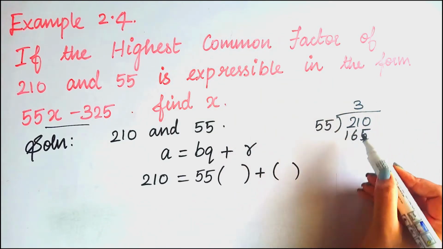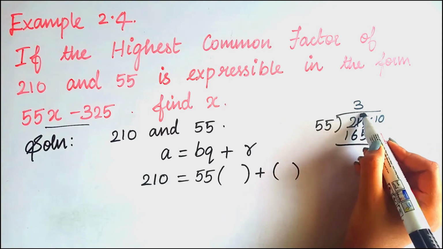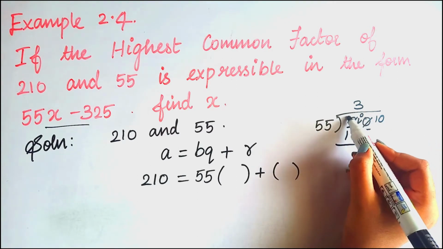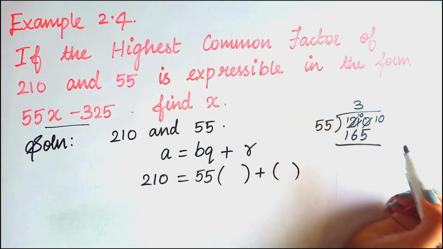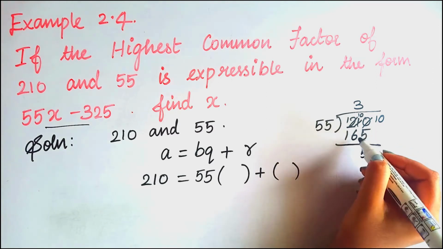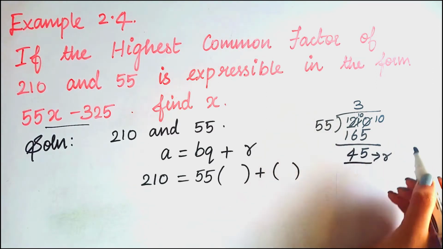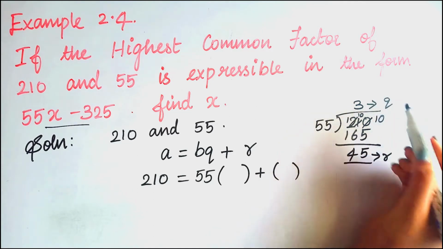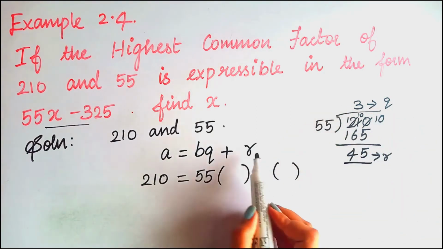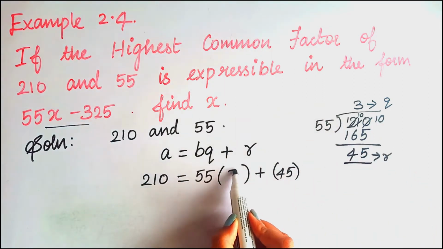So now let's subtract it. We'll get, if we cancel this, we'll get 10. And here it will be a 0, and then here it will be a 1, and here it will be a 10. So 5 minus 10 we'll get a 5 here, and then 6 minus 10 we'll get a 4 here. So this is our remainder and this is our quotient. Now let's substitute. The remainder is 45 and the quotient is 3.